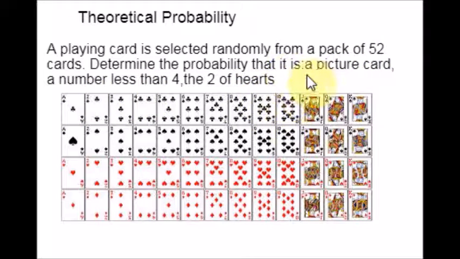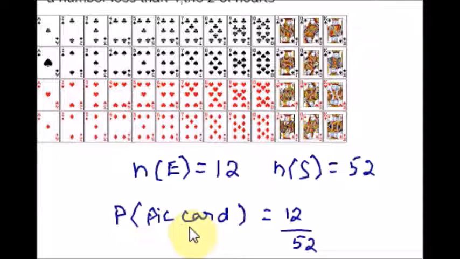First, let us start with a picture card. So how many picture cards are there? There are 3 picture cards in a suit and there are 4 suits. Am I right? So totally 12 picture cards are there in a deck. So n of E is 12 and n of S, the total number of cards, is 52. So the probability of getting a picture card is 12 over 52. If we reduce this fraction, we'll get 3 over 13. Hope you're clear with this part?